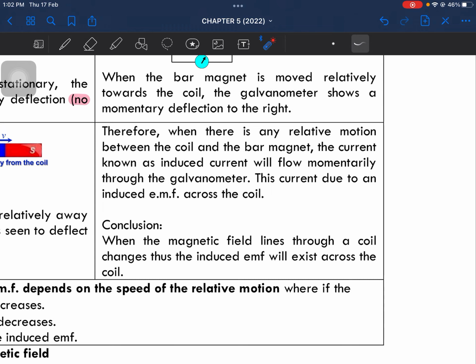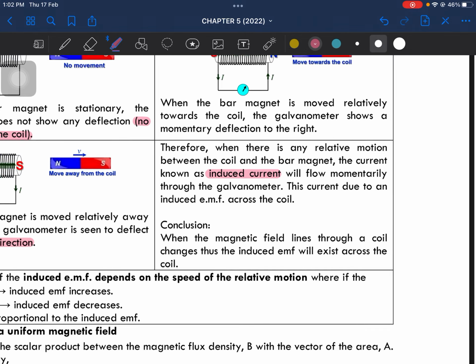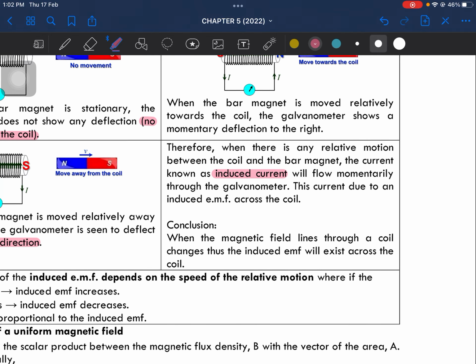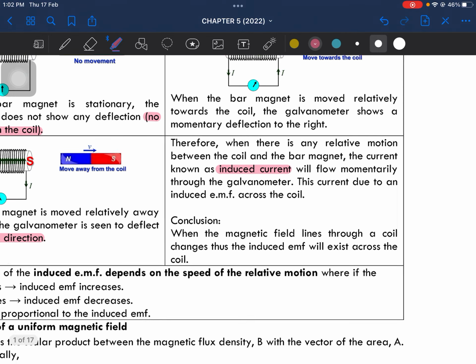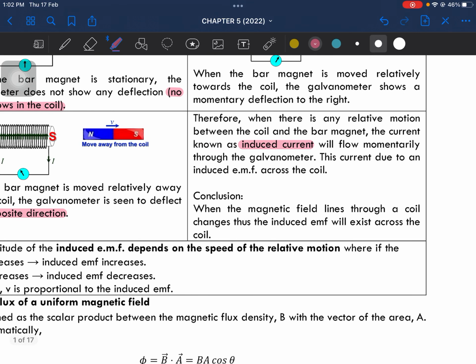Therefore, when there is any motion between the coil and the bar magnet, the current that is flowing through the circuit is known as an induced current. The induced current will flow momentarily through the galvanometer. The current is produced due to an induced EMF across the coil.